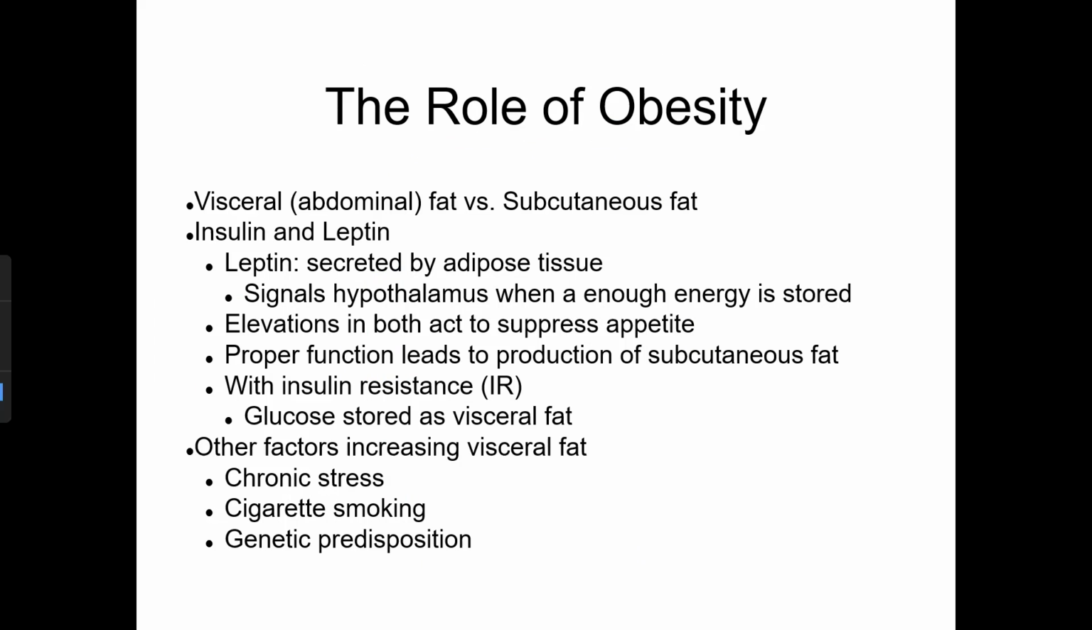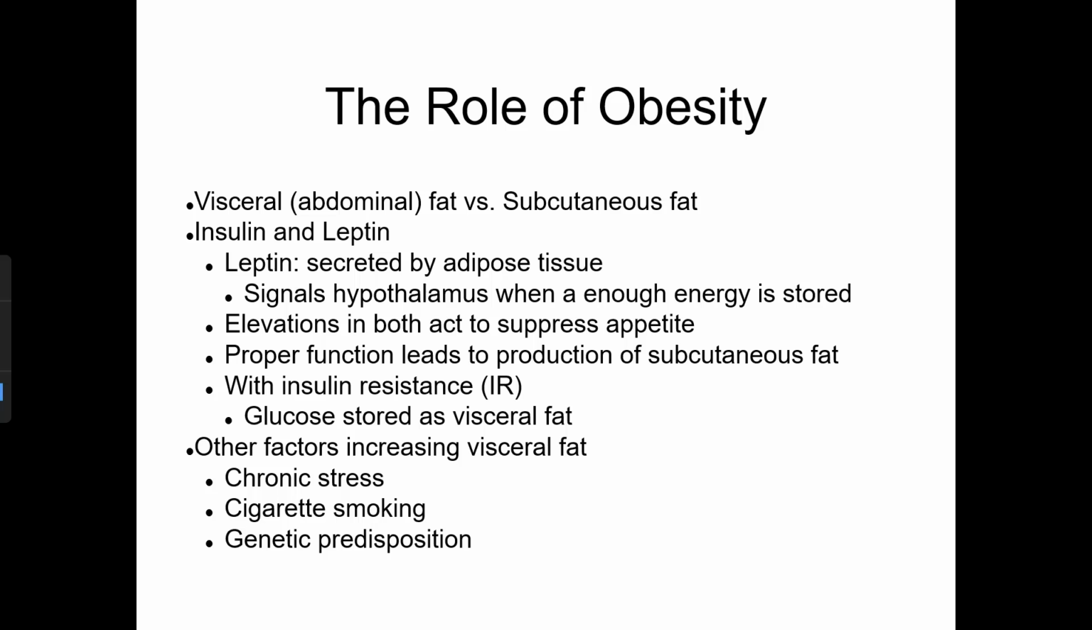So the role of obesity, visceral or abdominal fat versus subcutaneous fat, is extremely important. So obesity is a lot more dangerous and can lead to that metabolic syndrome if the obesity is around the abdomen. Subcutaneous is kind of common, and that can come and go as you gain and lose weight, but abdominal obesity is pretty stubborn, and that's a higher contributing factor to metabolic syndrome.